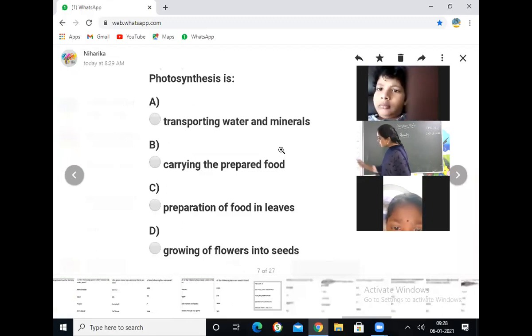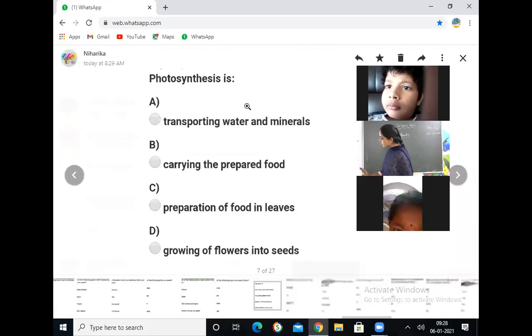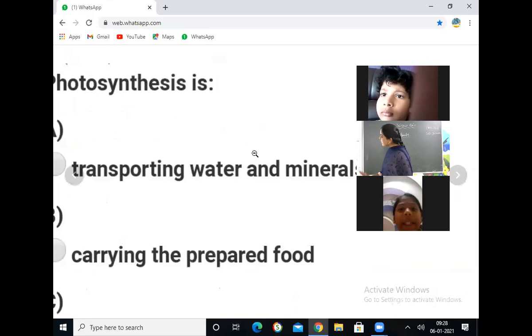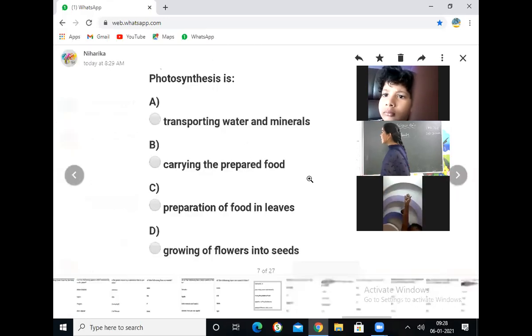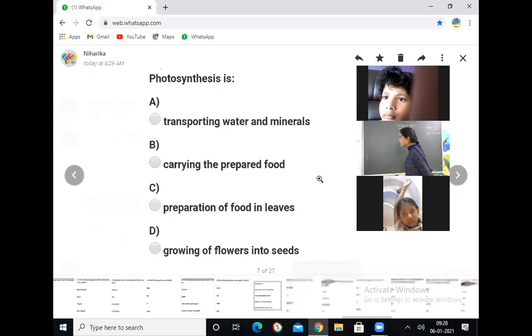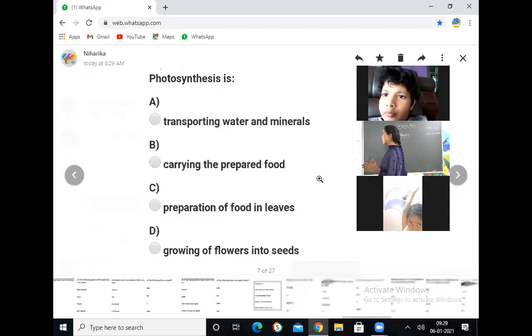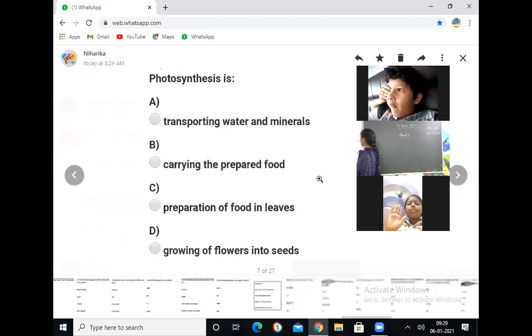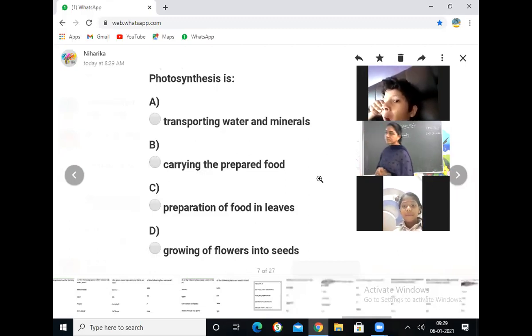Photosynthesis is transporting water and minerals, preparation of food in leaves, or growing of flowers into seeds. What is the answer? Sivali, raise your hand. Unmute Sivali.